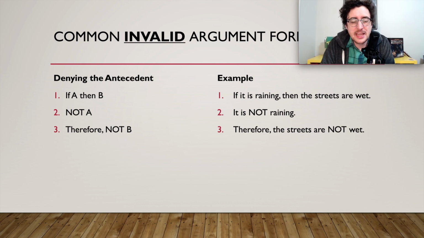Yet again, this is invalid because even though A is one way to get to B, the fact that you don't have A doesn't imply that you don't have B, because there might have been other ways to get there. Even though raining could make the streets wet, and even though it's not raining, well, maybe the streets got wet some other way. In this case, the A is it's raining. The B is the streets are wet.